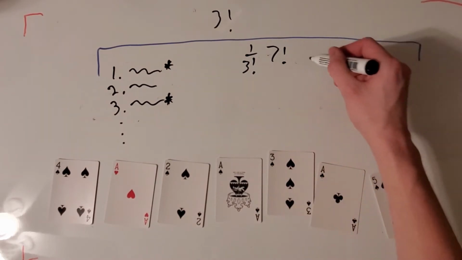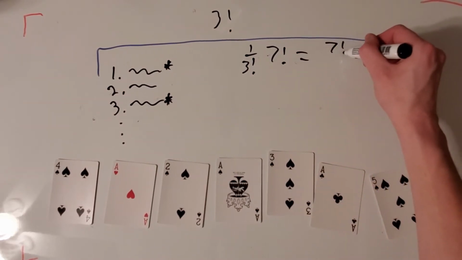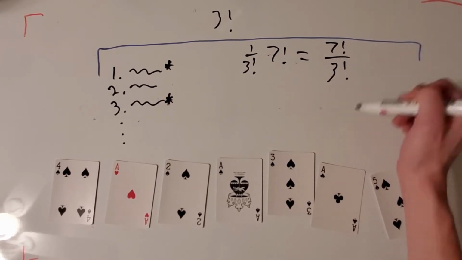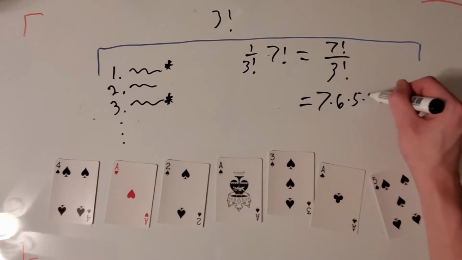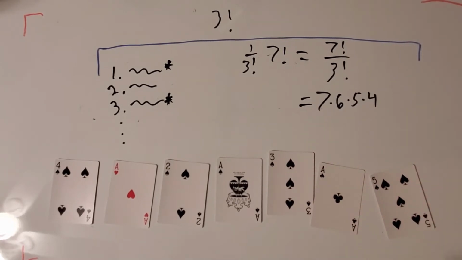So, in other words, our final answer should be 7 factorial over 3 factorial, which will end up being 7 times 6 times 5 times 4. And that's how many ways there are to arrange these 7 cards where only the value matters, not the suit.